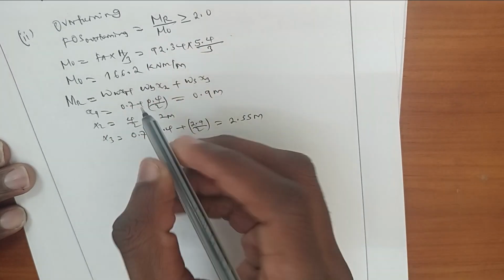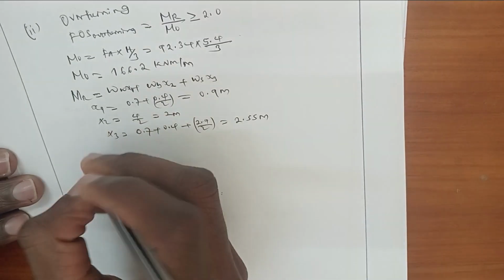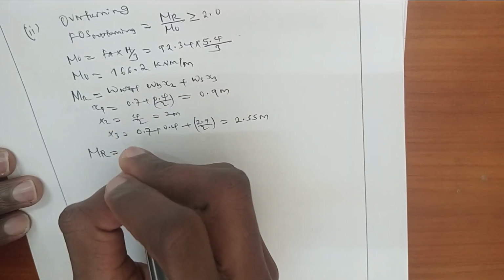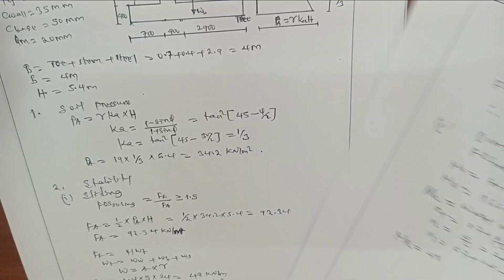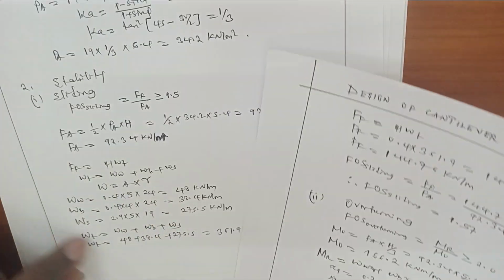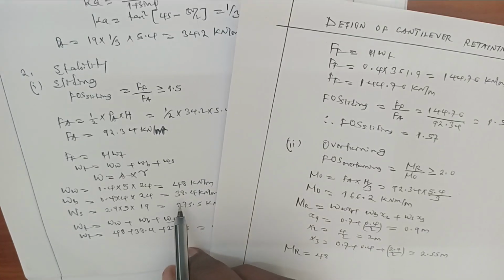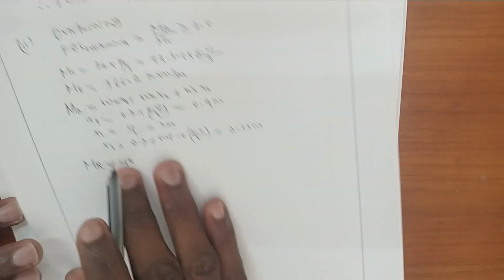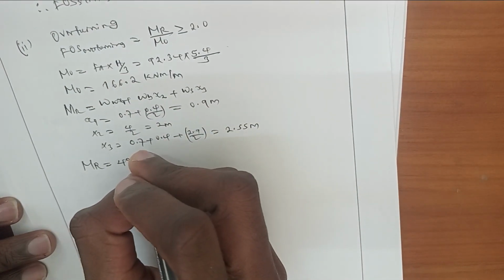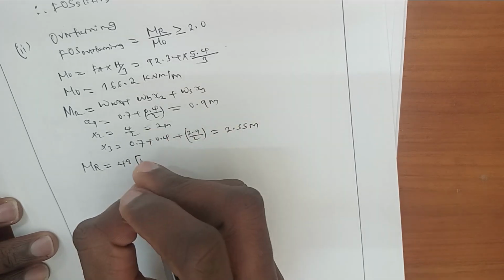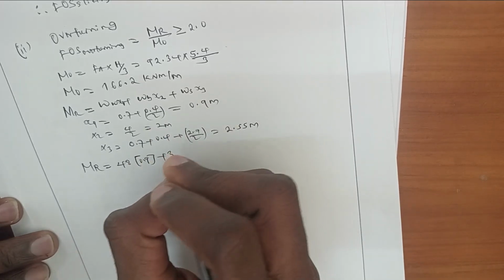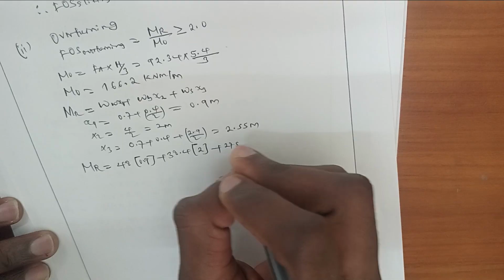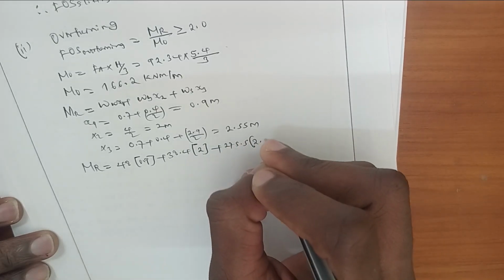Now let's substitute so as to obtain the value of resistance moment. Resistance moment will be equal to weight of stem, which we have calculated here as 48, weight of base 34.4, and weight of soil 275.5. So it will be equal to 48 times perpendicular distance, which is 0.9, plus 38.4 times perpendicular distance, which is 2, plus 275.5 times perpendicular distance, which is 2.55.